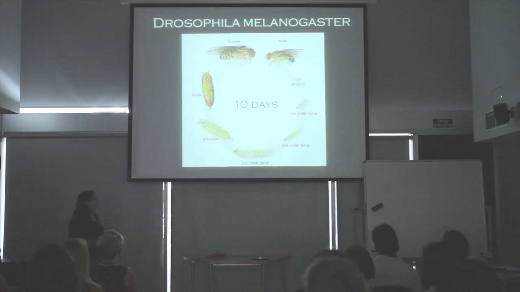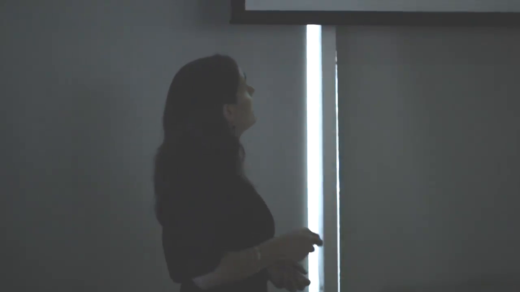It takes 10 days. And the juvenile form is very different from the adult form. This is possible because there is a process called metamorphosis happening at the pupa stage. So here we have the cuticular structures of an adult fly.